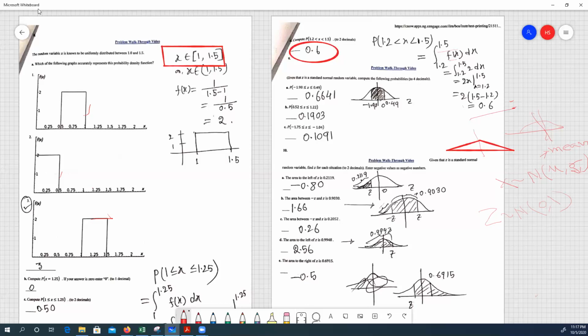If the normal distribution has 0 mean and 1 standard deviation, this is a special normal distribution, which is called the standard normal distribution. So here this random variable is a standard normal distribution. Now we have to find the probability.